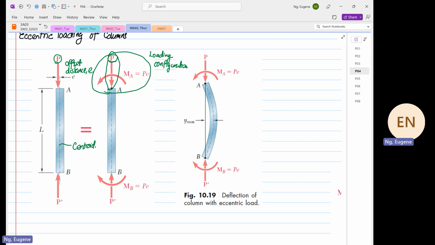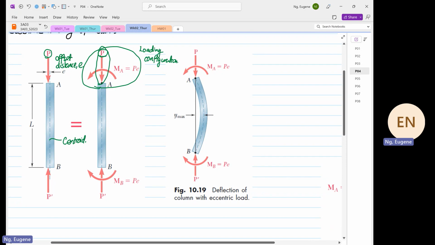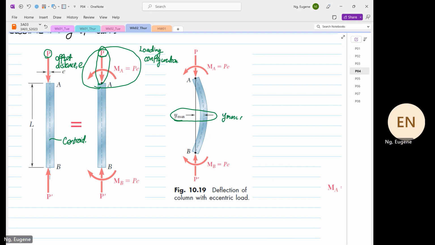In eccentric loading, what we have is also buckling, as you can see over here, and this is how the structure will buckle. Y max is exactly at half the length, so Y max occurs at X equal to L/2.